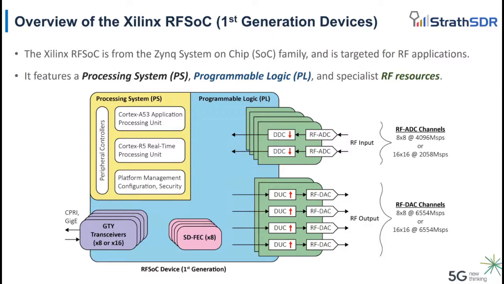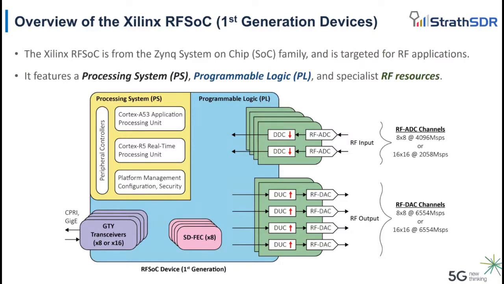There are also unique RF resources, known as data converters. There are two types of data converters, namely the RFADC and the RFDAC. In 8x8 mode, the RFADCs can achieve a sample rate of up to 4,096 megasamples per second per channel, and RFDACs can achieve a sample rate of up to 6,554 megasamples per second per channel.